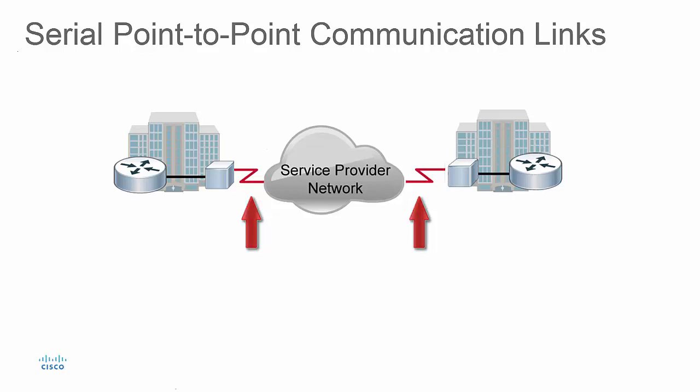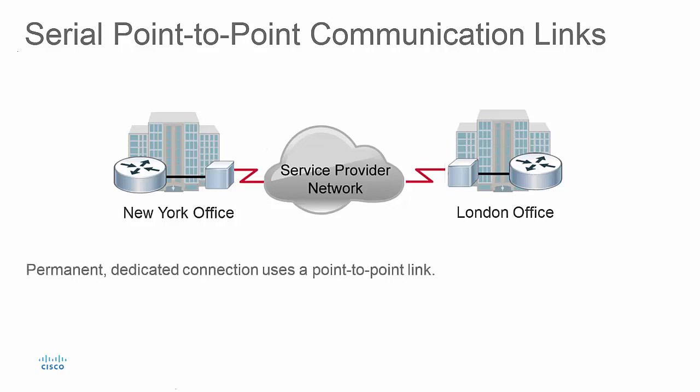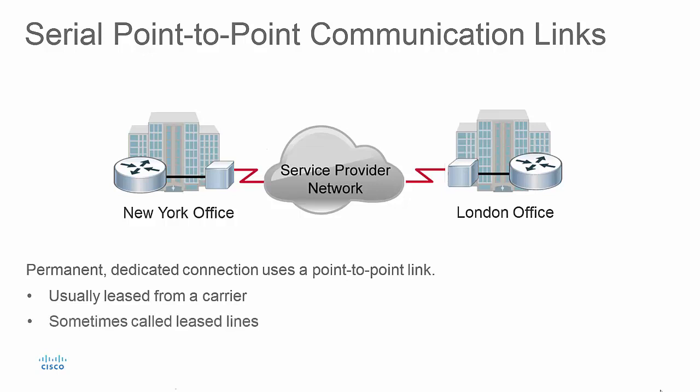remote location. So imagine that you need to connect two geographically separated areas. Let's say we have an office in New York and another office in London. If you want a permanent dedicated connection, a point-to-point link should be used. Now you heard me saying a permanent dedicated point-to-point connection. Those types of connections are usually leased from a carrier, so that's why they're sometimes called leased lines.